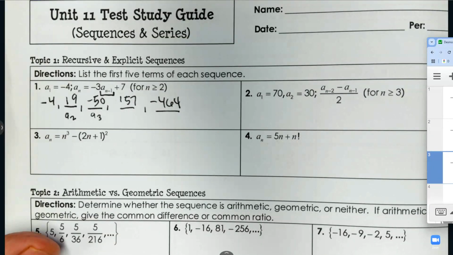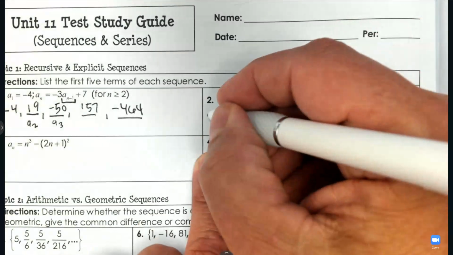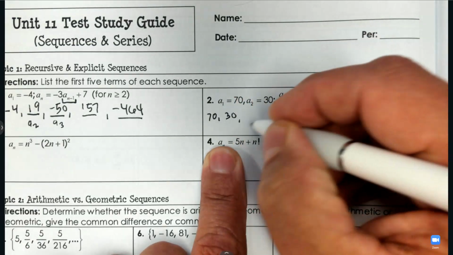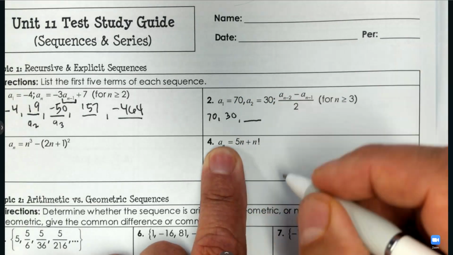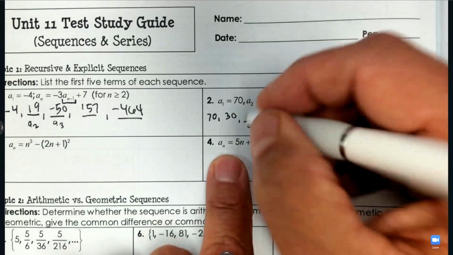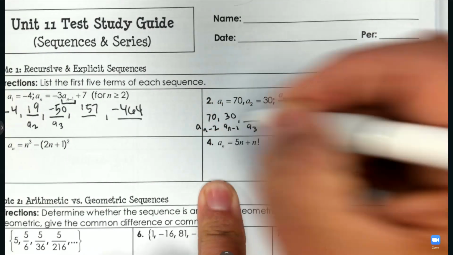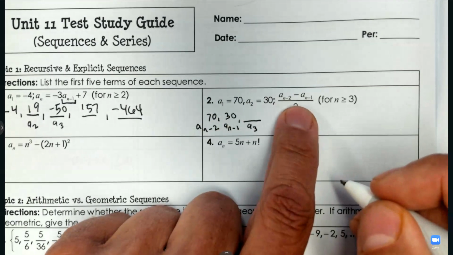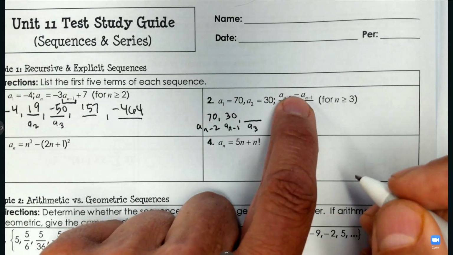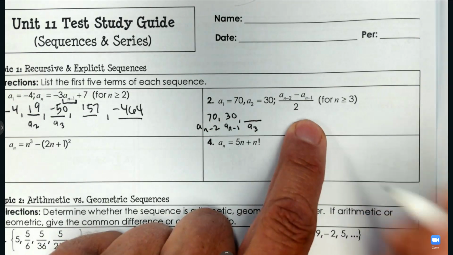I'm going to move this to the side. There's my answer. I'm going to do the same thing here for number 2. So for number 2, you're given the first term, you're given the second term, and then to find the third term, we have to use this. Now, we need to understand the first number back is n-1, and the second number back is n-2. So when I look at this, it means this one's 2 back, so go 2 back. That's 70, subtract 1 back, which is 30. So I'm going to go 70, take away 30, and then divide by 2.